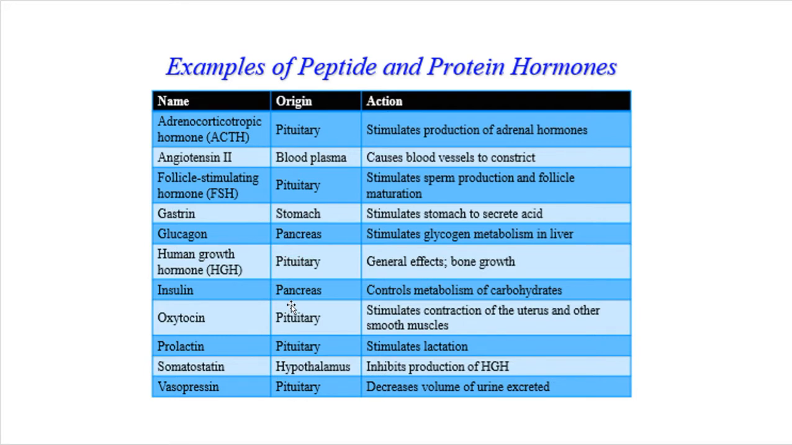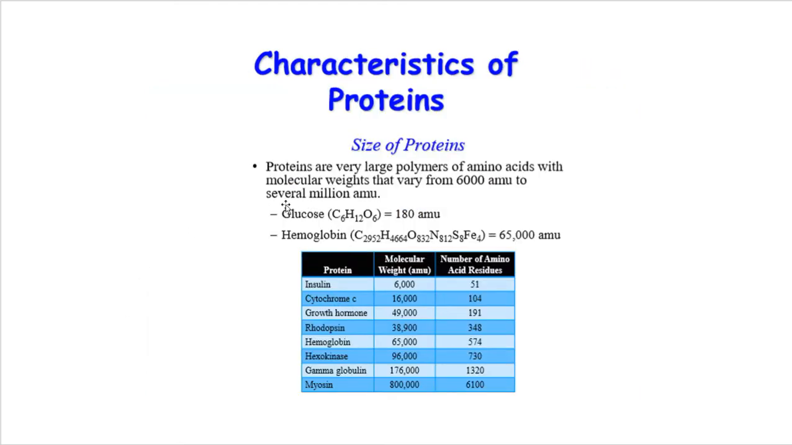Other example of peptide and protein hormones are the ones that you can see here in this table. For example, the HGH, the human growth hormone produced by the pituitary, is a very important one because it has a very important action in the bone growth. Just to give you some examples. You can stop the video at this time and you can go over different ones to see the important peptides and protein hormones.